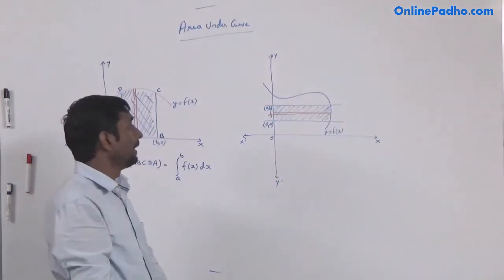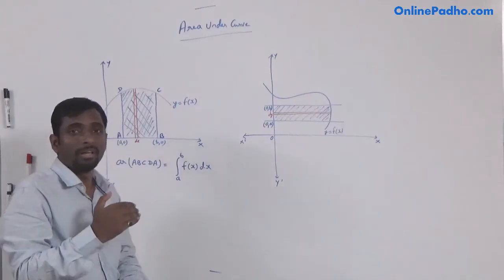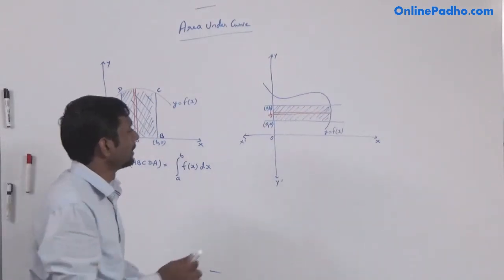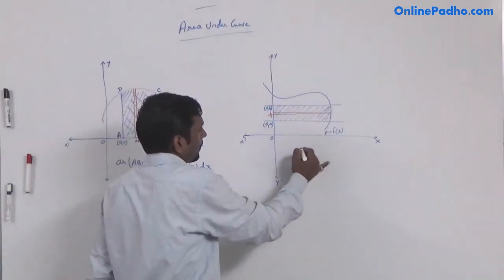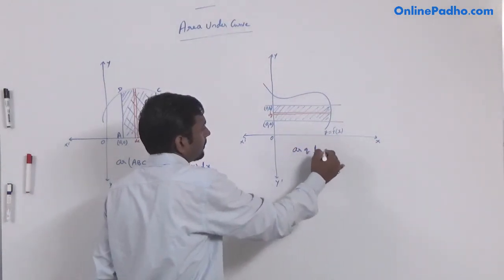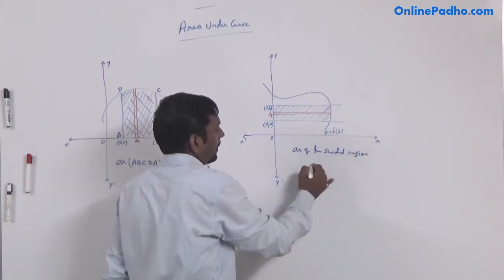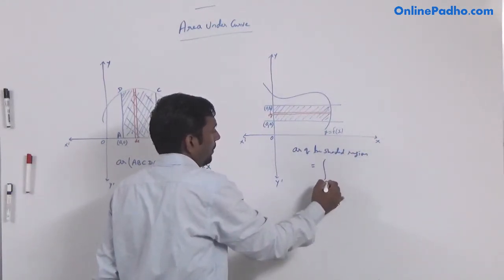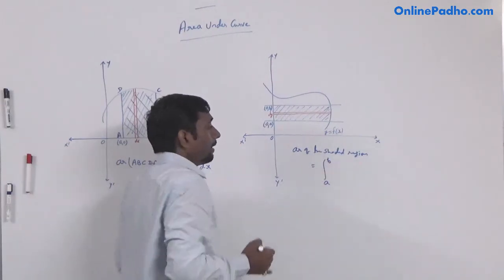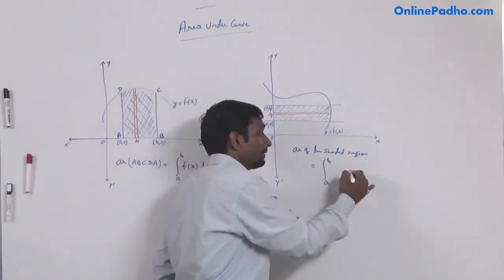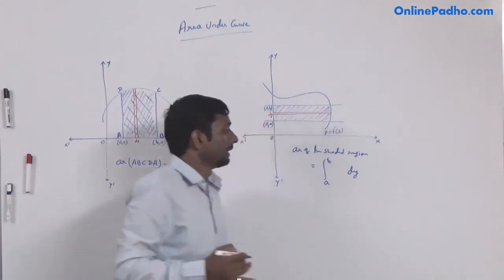So the area will be integration of x dy, right? So here, area of the shaded region can be written as integration of limit a to b dy.